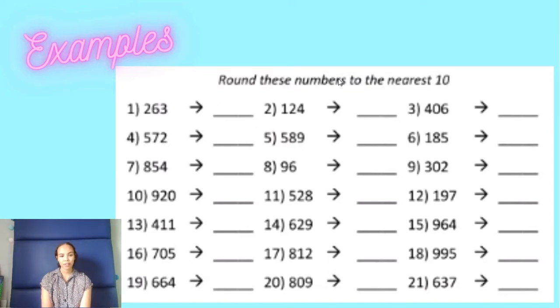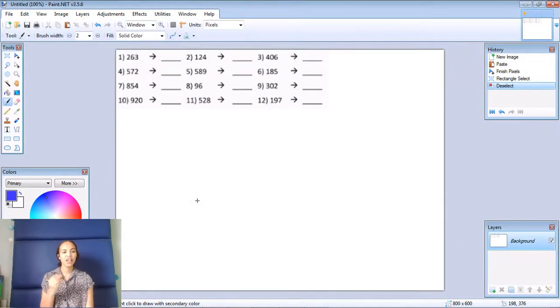This is part of your examples. This is part of your homework. If you can do it, we can put a timer on it if you want to. Let's try and do number 1 to 10. Stop at number 10. I'm going to give you a few minutes. The rule is 5 or more in the units column, round up. We're going to be rounding these numbers to the nearest 10. If you don't want to stop, you can go on to do number 11, 12, all the way to the end.